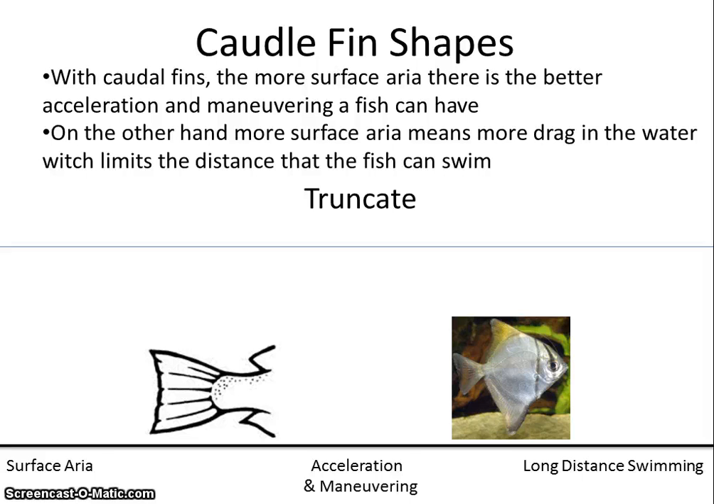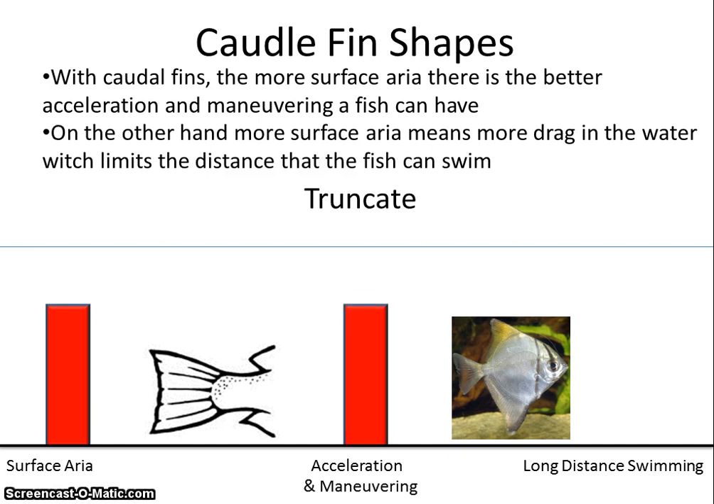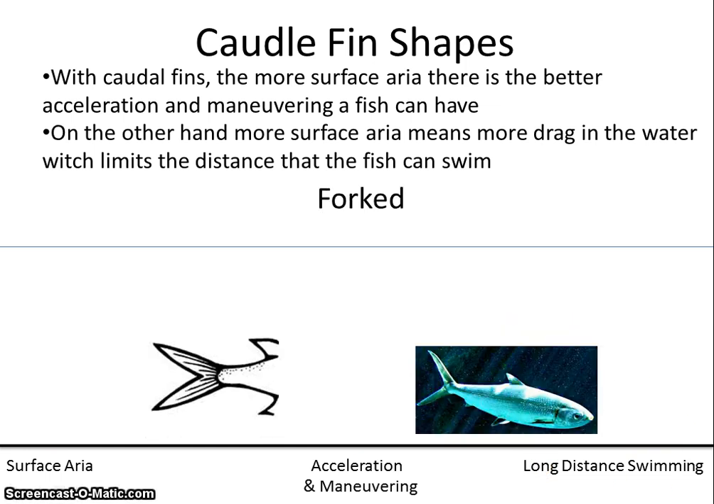Next is the truncate caudal fin. It's called a truncate caudal fin because it kind of looks like a tree trunk if you turn it upside down. Truncate caudal fins have a little bit less surface area to them than rounder caudal fins, which makes them a little bit worse at acceleration and maneuvering, but a little bit better at long-distance swimming. These are going to be most freshwater organisms that live in streams and large lakes, where there's going to be lots of nooks and crannies and acceleration and maneuvering, but there will be some kind of straightaways for them to swim through.